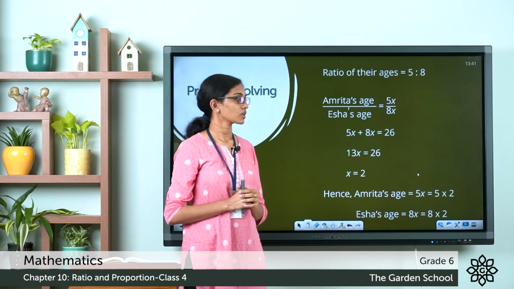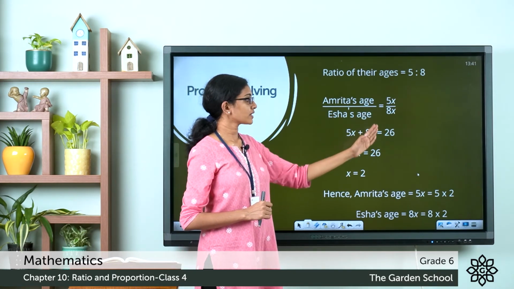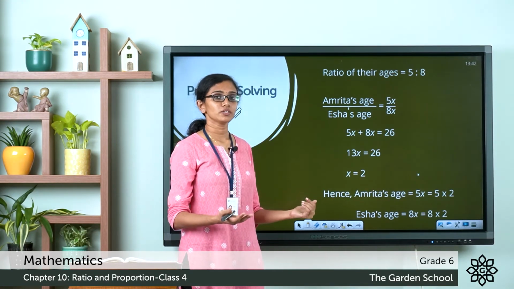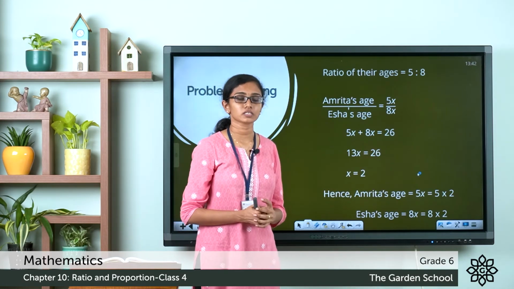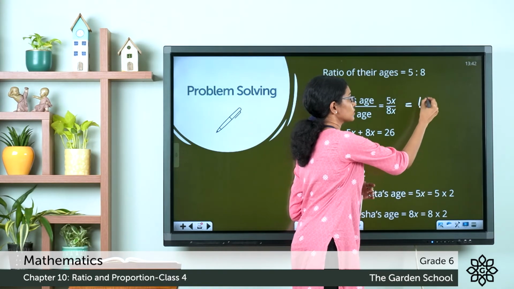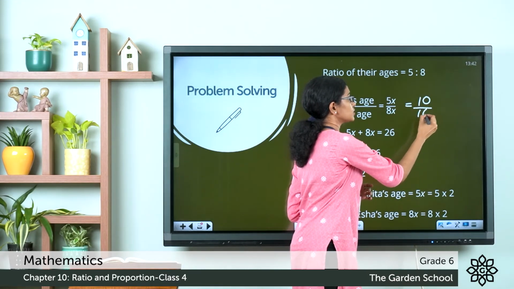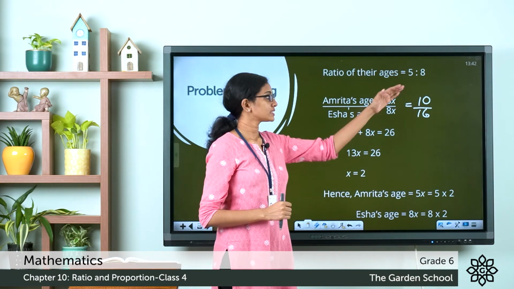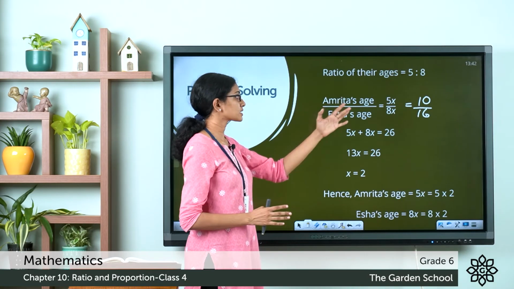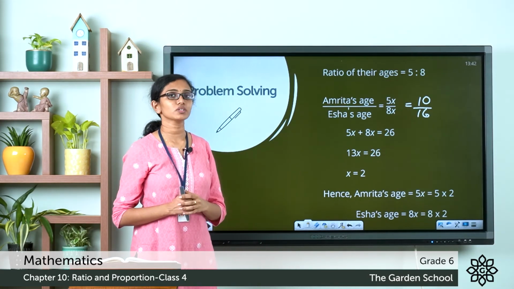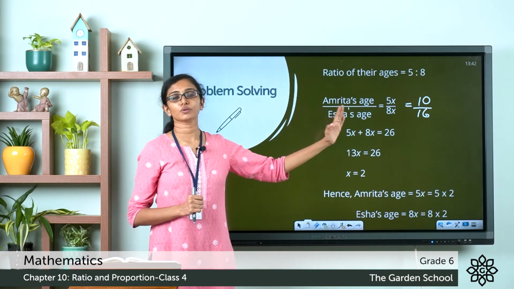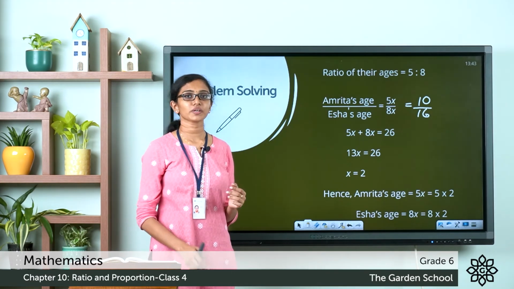So if x is equal to 2, 5x becomes 5 into 2, that is equal to 10, and 8x becomes 8 into 2, which is equal to 16. So this 10 by 16 represents the fraction that gives the ratio of Amrita's age to Isha's age. So what is the actual age of Amrita? Amrita's age is 10 years, whereas Isha's age is equal to 16 years. Hope this question is clear to you.